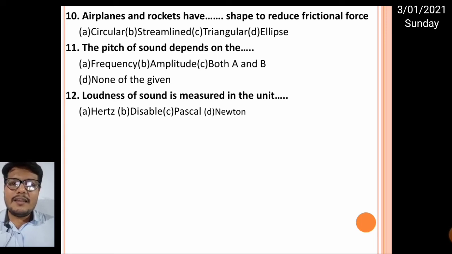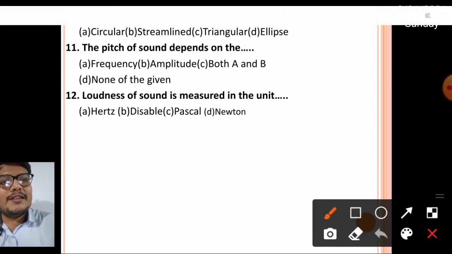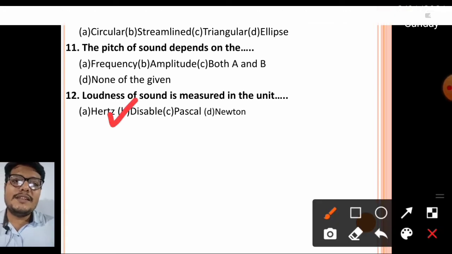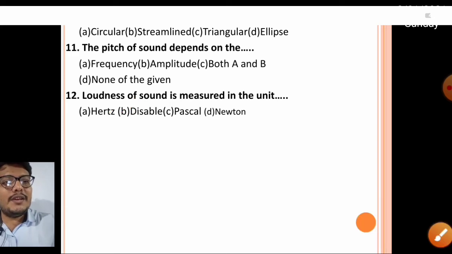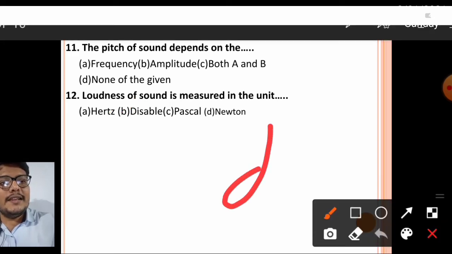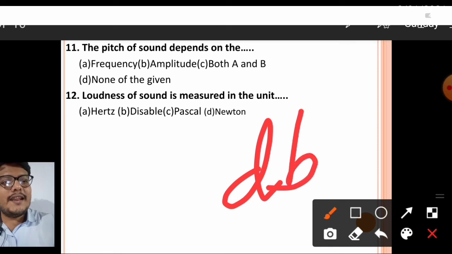There is nothing like Pascal in this chapter, even Newton, but Newton we use for force. Pascal is not in the chapter. Hertz is for frequency, so what remains? Decibel. So decibel is our answer, right? Loudness of the sound is measured in the unit of decibel, right? How are we writing that unit? Like this, dB, right? Decibel.